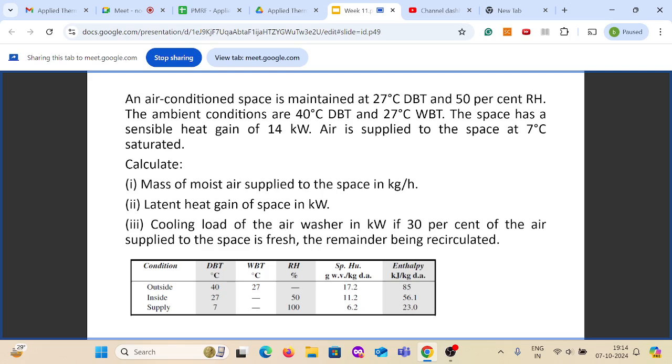Calculate the mass of moist air supplied to the space, the latent heat gain of the space in kilowatt, and the cooling load of the air washer in kilowatt, if 30% of the air supplied to the space is fresh, the remainder being recirculated.